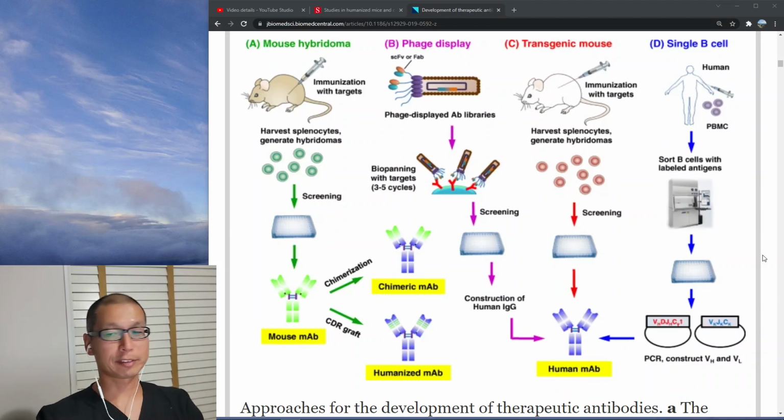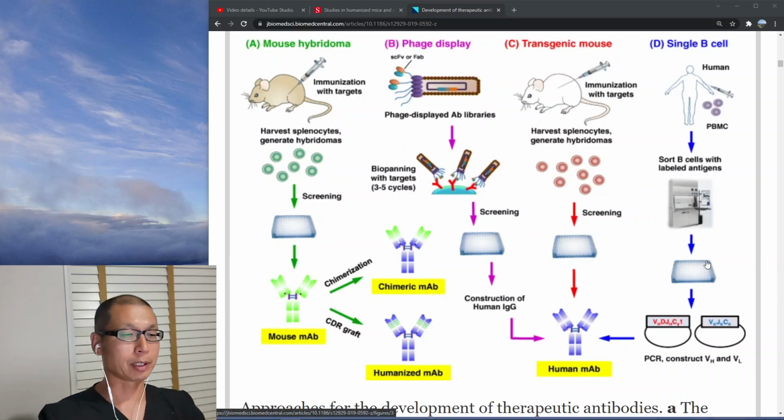Okay, here's the Cliff's Note version for the people who don't want to watch the 20-minute video. This is the various methods by which monoclonal antibodies can be produced.